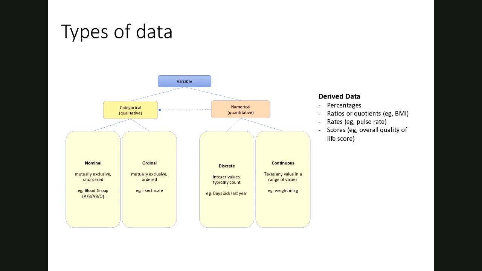Not only this, but I can also have some kind of derived data, like percentages, which come from numerical data, and also ratios. You can get rates or even scores. These are things our software, or whichever tools you use, can help you derive from the given variables. So we can create new variables and new data from our data set.